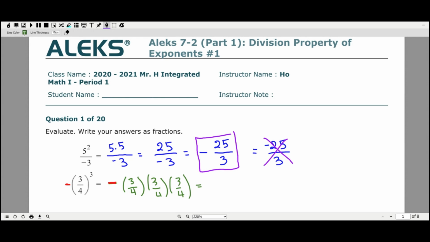All right, so what I will do is carry the negative sign over. That will be negative. For the numerator, you have 3 times 3 times 3, which is 27. You can write that down as 27 over 4 times 4 times 4, which is 64. And that is the lowest term because 27 is a factor of 3 three times and 64 is a factor of 2 six times. Okay, so that's it. That's the answer for question 1.